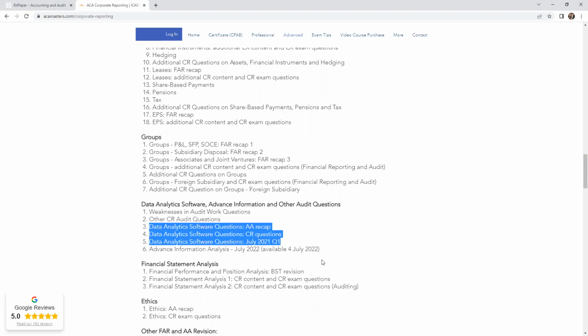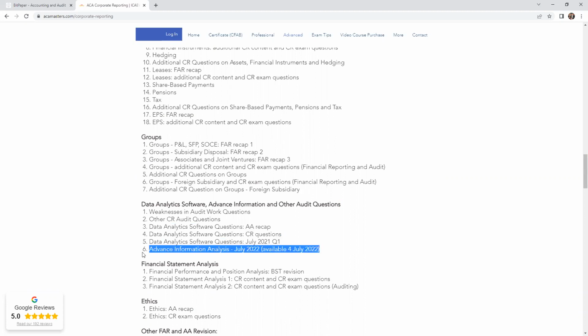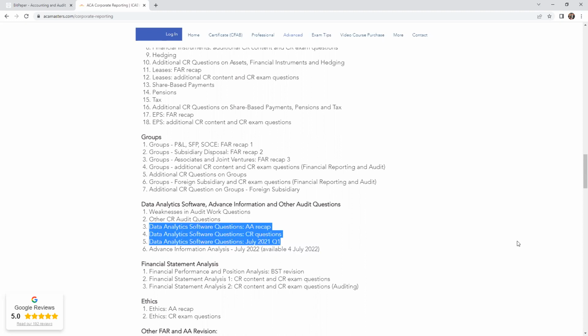And then there will also be a later video released after the AI has been released, where I'll be identifying the key financial reporting and auditing issues from the data analytics software. So that will be released on this date, specific to the July 22 AI, but these classes are available now.